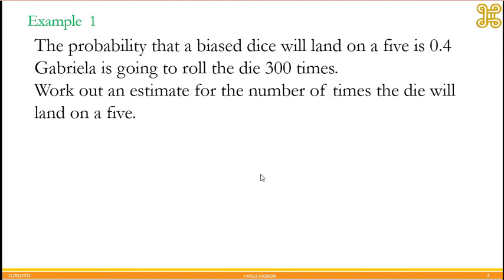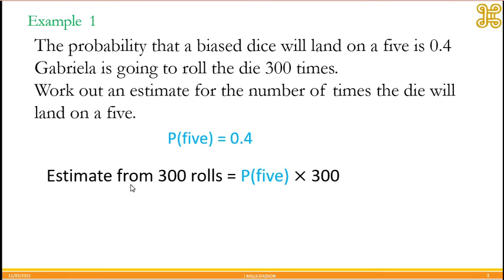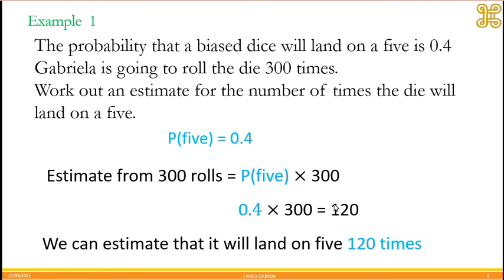Okay, now what you need to understand is that probability of 5 is given as 0.4. Now, to get the number of times that it will land on 5, if you keep on repeating the experiment 300 times, all you need to do is multiply your probability by the number of trials. So the estimate from 300 rolls will be the probability times the number of trials. And that gives us 120 times. So you remember, you work out the probability and you times the probability by the number of trials. That's how you work out experimental probability.